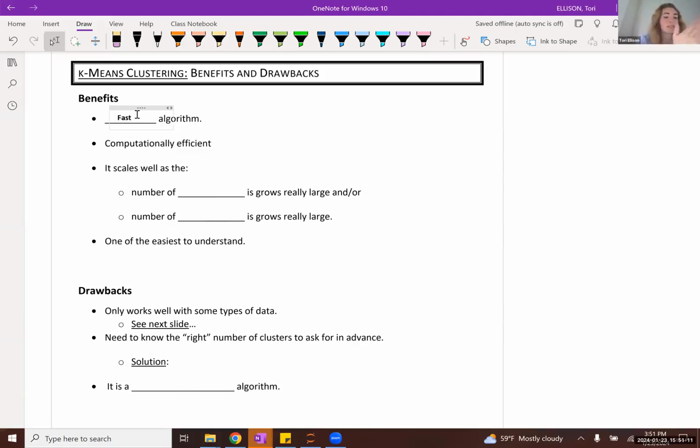Now, unfortunately, it does start to break down when it comes to big data clustering. So for instance, trying to cluster a data set with like hundreds of millions of rows or hundreds of millions of columns. But generally speaking, if you're not dealing with big data, k-means clustering does tend to scale well, particularly as the number of observations grows or the number of attributes grows.